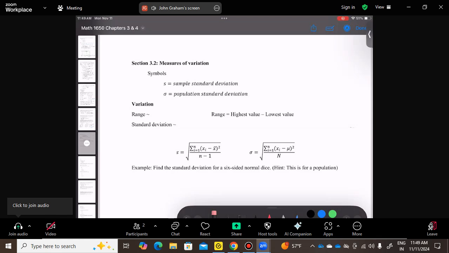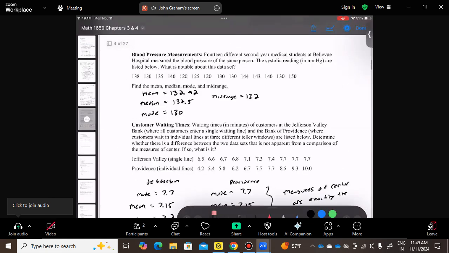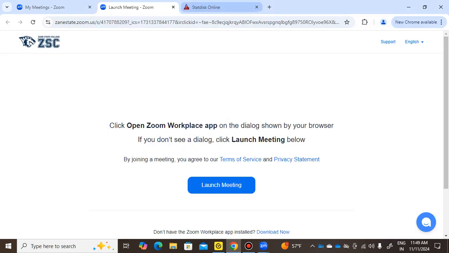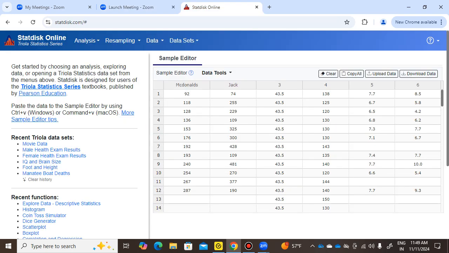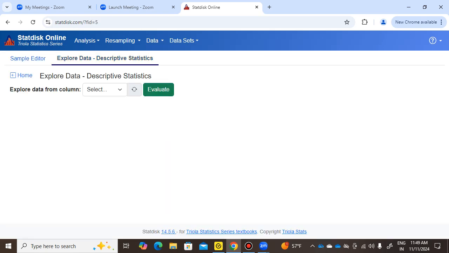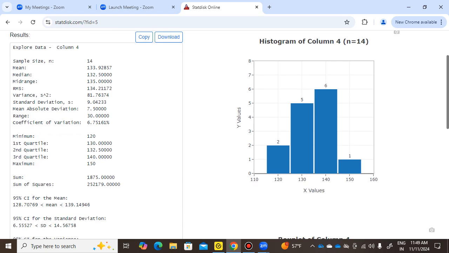I do want to mention before we even start in this video that I did find a mistake in the blood pressure measurements in StatDisk. Somehow a couple numbers when I was typing them in ended up in the wrong column, and it wasn't a big mistake. I noticed it when I was starting to make this video the first time.